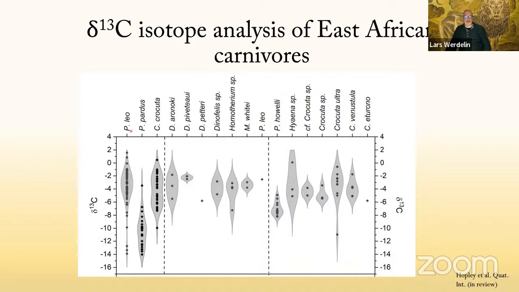One might assume that if we had been able to sample leopards, which, as I noted before, are rare in this time period, they would have been down here as well, although we don't exactly know this, it's an assumption. So there would have been one species feeding on browsers.